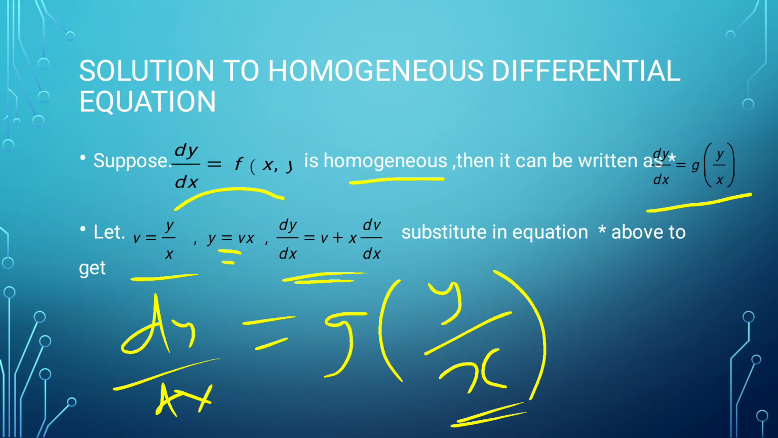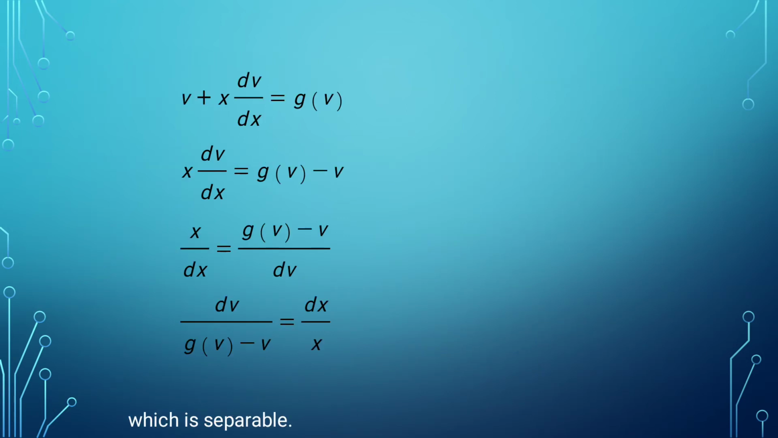If you substitute this into the equation, dy dx to this, remember this is v, dy dx is v plus x dv dx. So if you substitute that, you are basically going to get this kind of equation: v plus x dv dx equals g(v).